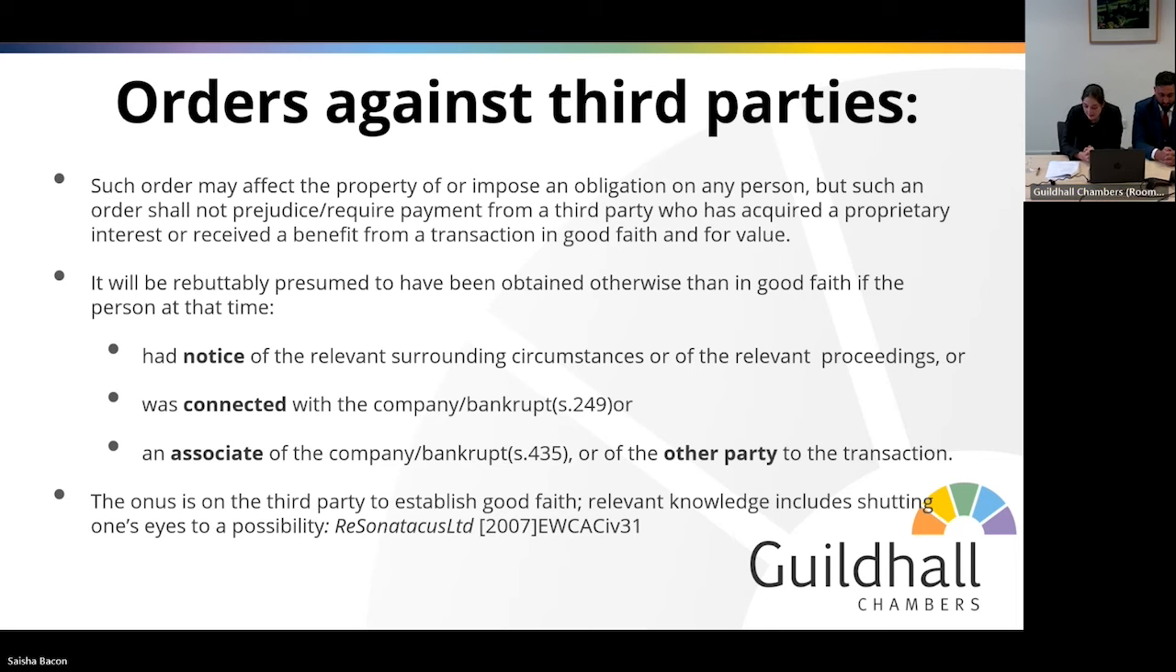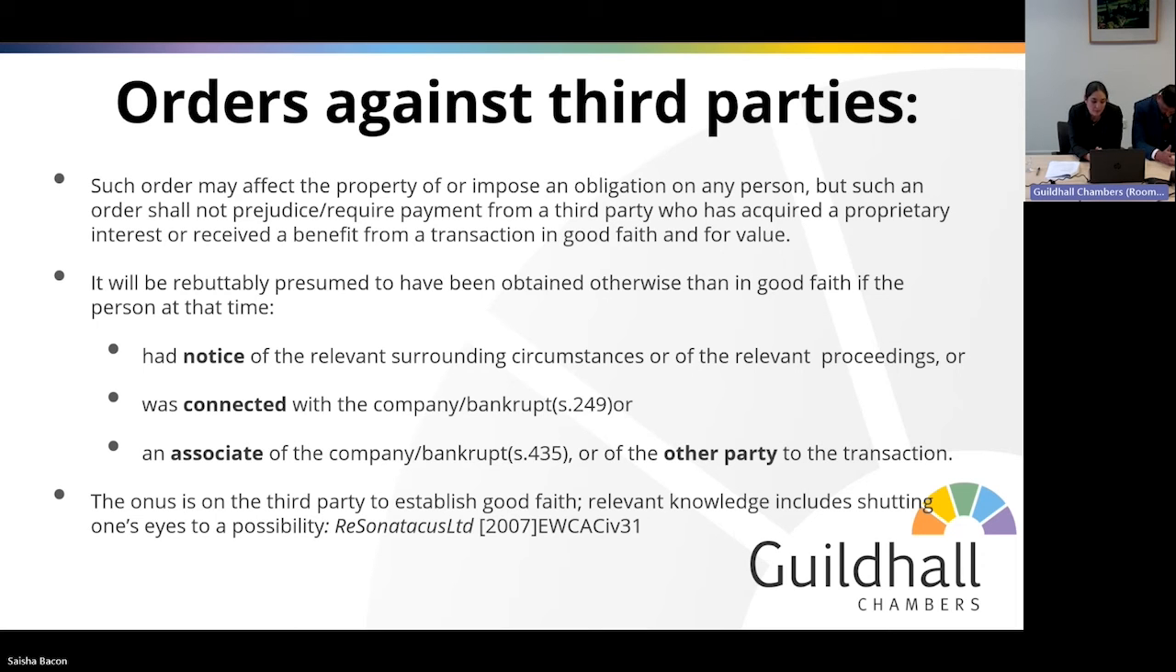So there will be a presumption that the benefit or interest has been received not in good faith if the third party had notice of the relevant surrounding circumstances or the relevant proceedings. And I'll come on to what notice means in this context. Or if they were connected with that company or the bankrupt, or they were an associate of the same, or an associate of the other party to the transaction as well.